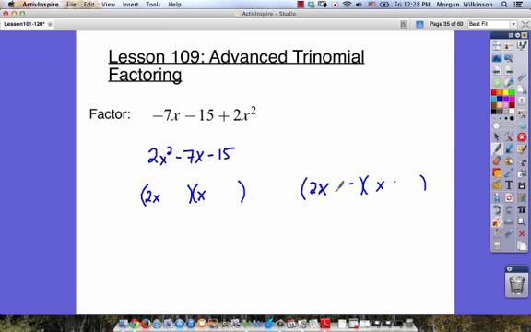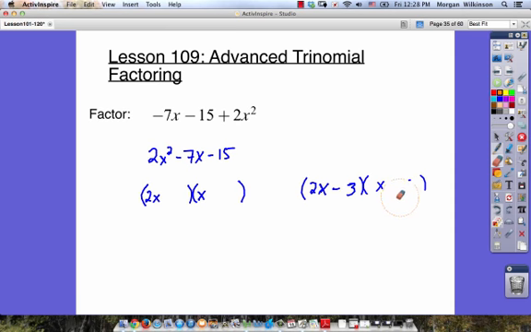Let's say we had the negative 3 over here and the positive 5 on this side. If we do that, we're going to get 2x times x, which is 2x squared. 2x times 5 is going to give us plus 10x. Then minus 3x, and then minus 15. Now this is going to add to 7x, positive, not negative. But this tells us we're on a good track because we've got the right number, it's just the opposite sign. So what do you think we need to do here? What do you think we need to do with our signs?